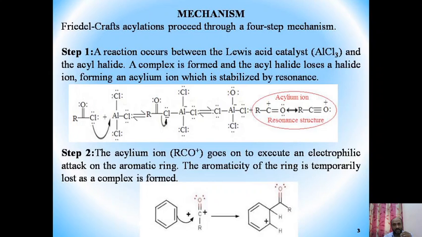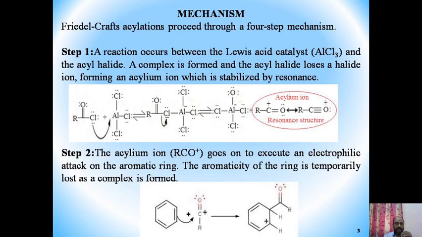Then in the second step, there is elimination of the RCO group from that intermediate compound. So here you will get your acylium ion, R-C+ double bond O, and this ion will be stabilized by resonance structures. This is a more stable ion due to the formation of the resonance structure.